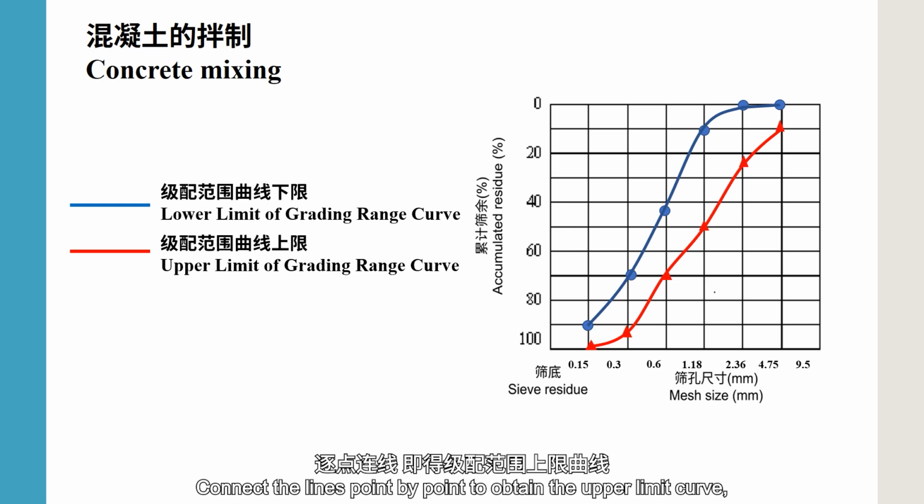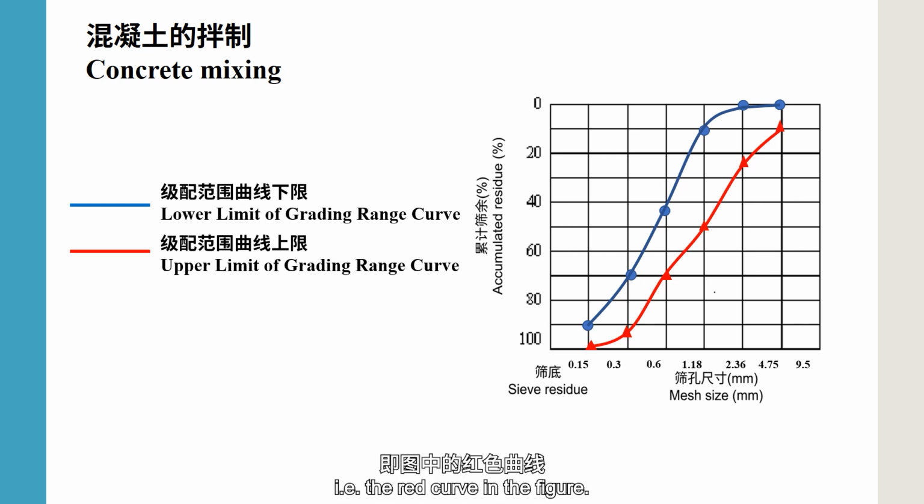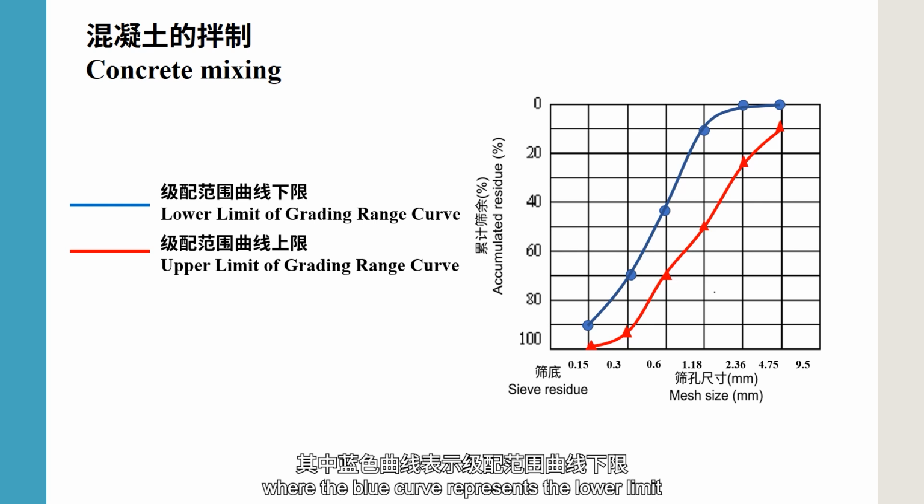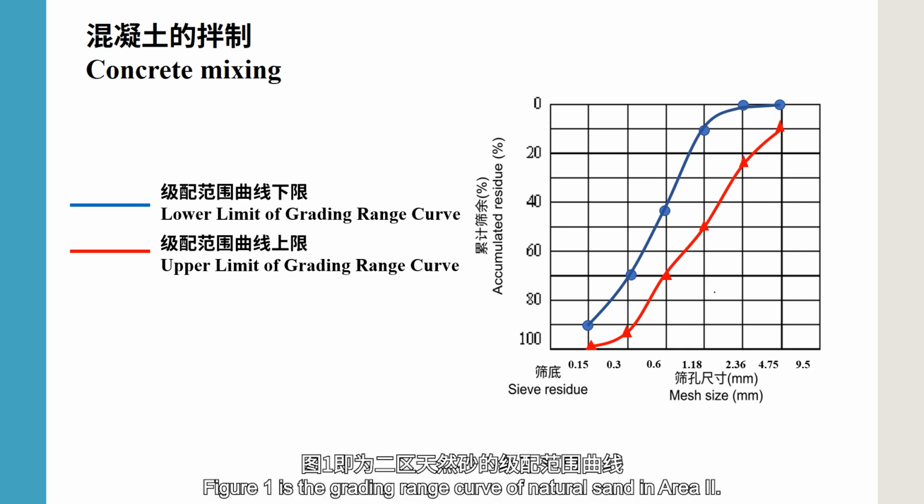Connect the lines point by point to obtain the upper limit curve. That is the red curve in the figure. The 2 curves constitute the grading curve of natural sand in Area 2, where the blue curve represents the lower limit and the red curve represents the upper limit. Figure 1 is the grading range curve of natural sand in Area 2.